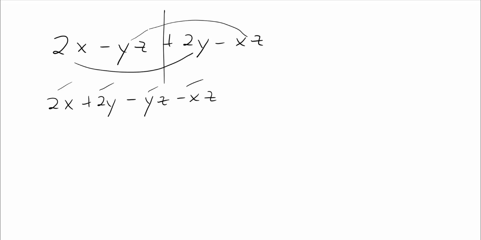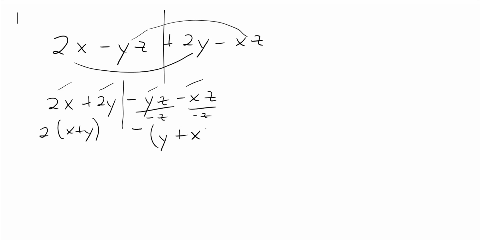Once it's ordered like this, you want to draw a line and group the left and the right together. I'm going to do greatest common factor, like we did before. So 2 parentheses x plus y. And remember, this has to be the same sign, so I'm going to factor out a negative z. Okay, so I get negative z, and I get y plus x. Now if you notice, guys, y plus x is the same as x plus y.